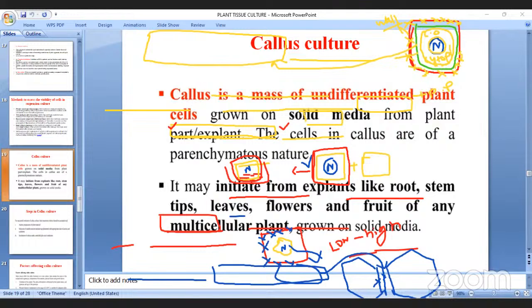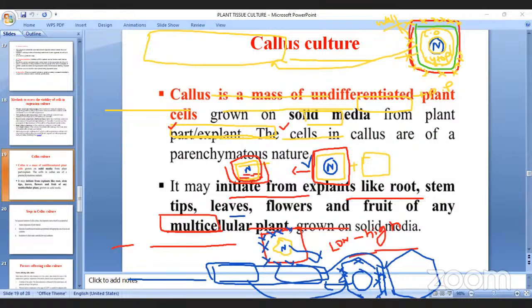As a result, both cells are separated, and the cellulase enzyme acts on the primary cell wall cellulose. Now the cellulose dissolves. What remains after the cellulose dissolves? Only the protoplast remains. Now the protoplast is separated out. So this is the isolation of protoplast by the mechanical method and the enzymatic method.